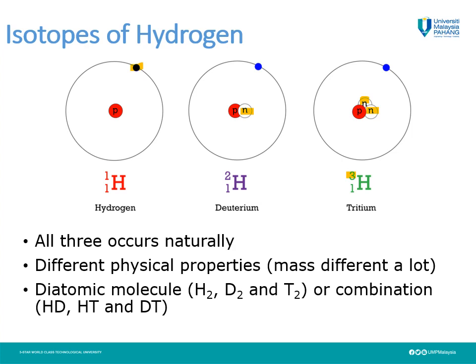All these three isotopes occur naturally. They have different physical properties, as the mass difference is a lot. They also occur as diatomic molecules H2, D2, and T2, or combinations HD, HT, and DT.